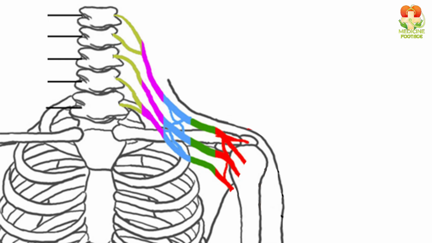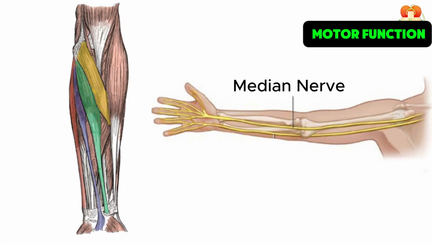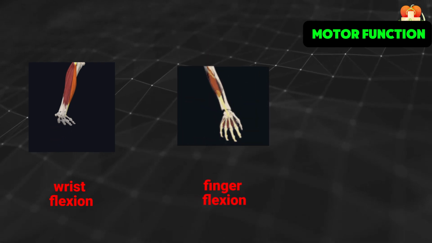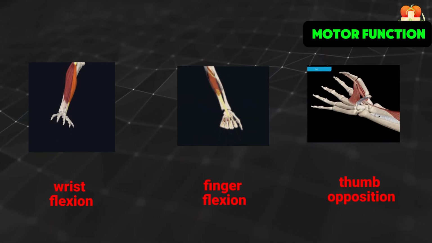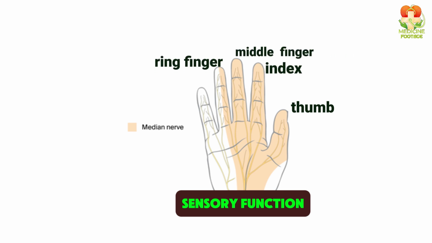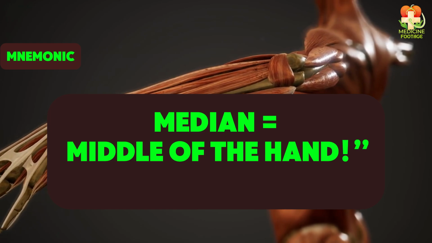The median nerve. Origin. Lateral and medial cords, C5, C6, C7, C8, T1. Motor function. The median nerve innervates most of the flexor muscles in the forearm and is responsible for wrist flexion, finger flexion, and thumb opposition. Sensory function. It provides sensation to the palmar side of the hand, especially the thumb, index, middle, and half of the ring finger.